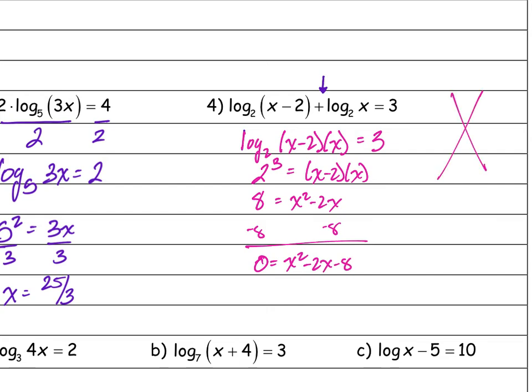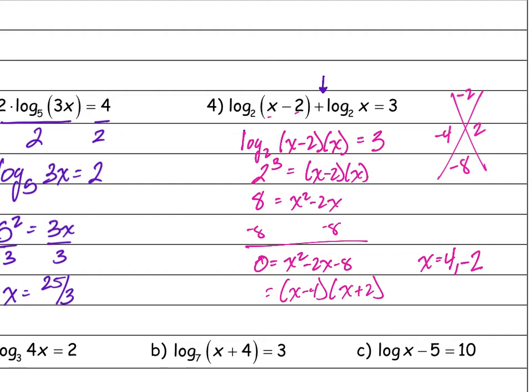So I need 2 numbers that multiply to be negative 8 and add to be negative 2: negative 4 and positive 2. This means this factors to x minus 4 times x plus 2, which means x is going to equal positive 4 and negative 2. So now I'm going to check my 2 answers back into my original equation. If I put 4 in here, 4 minus 2 is 2.